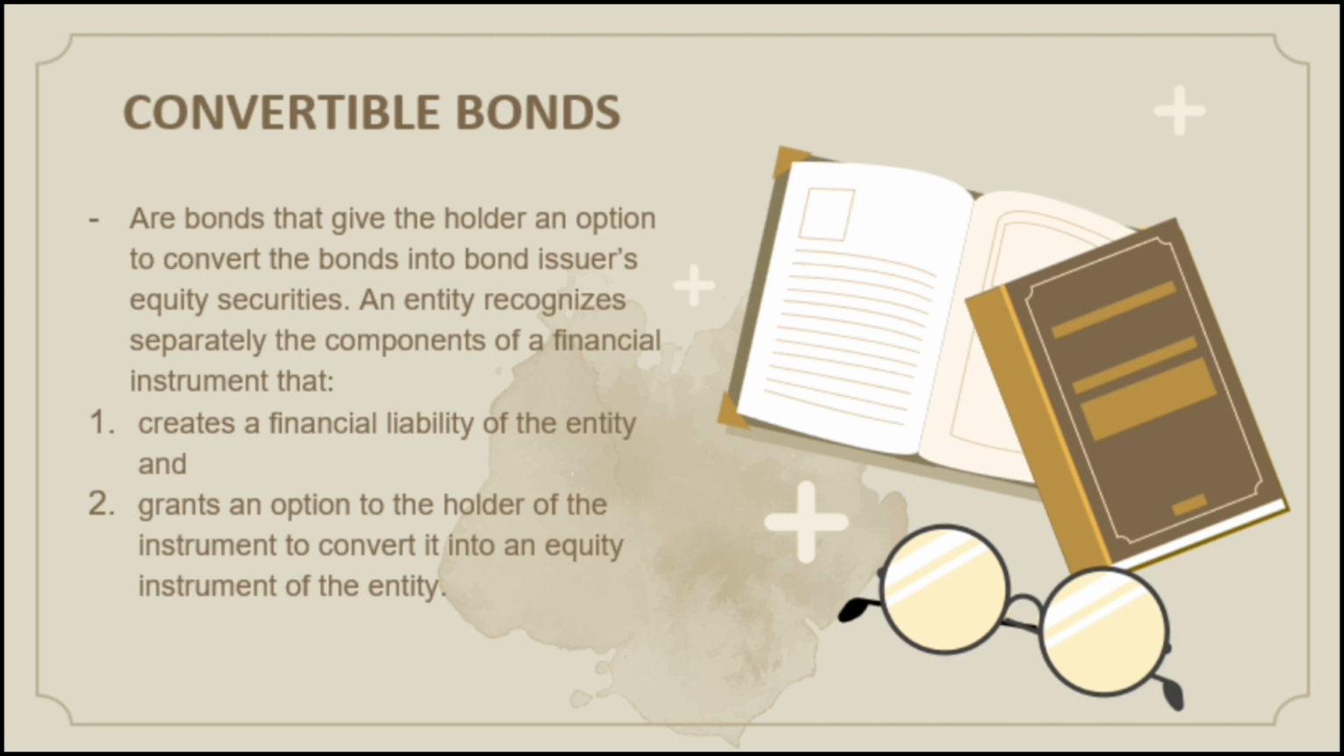This involves identifying the component that creates a financial liability for the entity, which is the bond, and the component that grants the option to convert it into an equity instrument, the conversion option. The total proceeds from the issuance should be allocated to both the bonds and the conversion option using the residual approach, where the equity component is determined by subtracting the fair value of the liability component from the total proceeds. This ensures that the dual nature of the instrument is properly accounted for.